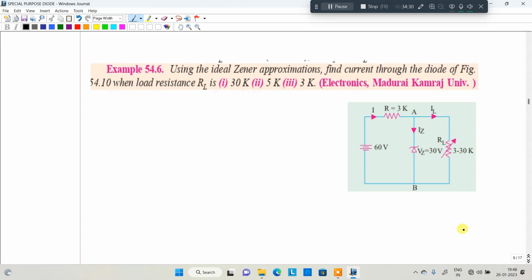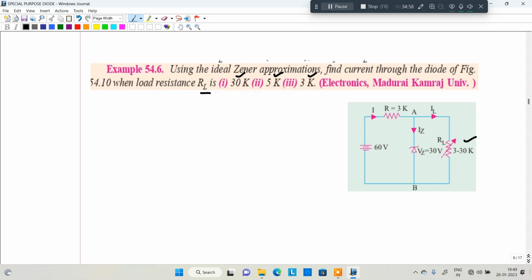Next, problem 6. In that particular case, we are going to discuss, using the ideal zener diode approximation, how to find the current through the diode. So in the figure, we have 3 resistor values, 30 kilo ohm, 5 kilo ohm and 3 kilo ohm. In the previous example we discussed the input voltage change. If you change the resistance at the output, what will happen to the circuit parameters, we are going to discuss.